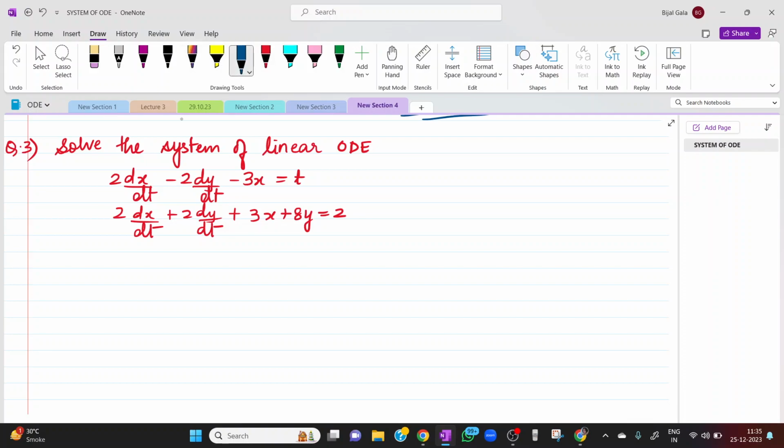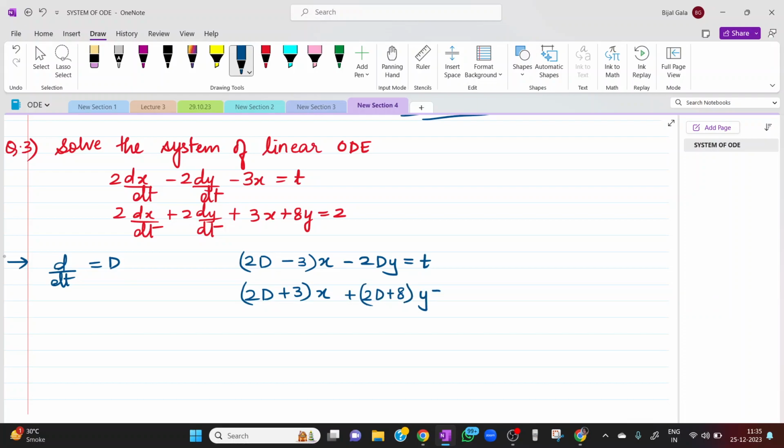Okay, so again the start is going to be the same. We will take d by dt as capital D. So the first equation becomes 2 times capital D minus 3, this entire thing is applicable to x, and minus 2D is applicable to y, equal to t. Is this correct? Equation number 1. Equation number 2 will be 2D plus 3 applicable to x plus 2D plus 8 applied to y equal to 2.